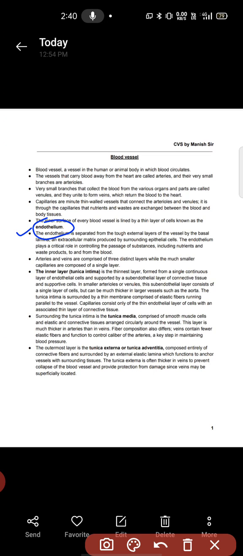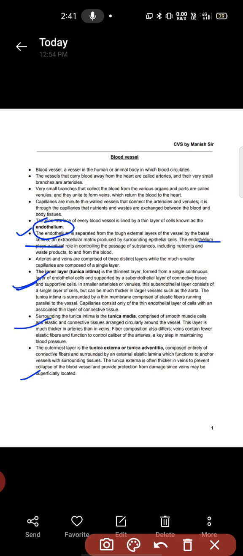Endothelium is separated from the external layer of vessels by the basal lamina. Basal lamina is a substance that produces extracellular matrix that separates the endothelium from the layers of blood vessels. If you are talking about the layers of blood vessels, basically there are three layers, arranged from inner to outer. The innermost layer is tunica intima.